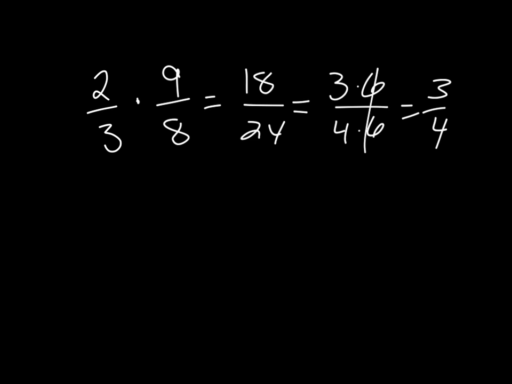Now, since we're multiplying, you can actually simplify first, if that's what you want to do. Because you can say, well, look, I know 2 goes into 8, and 3 goes into 9. So then you could just go straight to 1 and 4, and this will be 1 and 3, and then you're at 3/4 already. And so that's why I said those steps 2 and 3 are interchangeable.